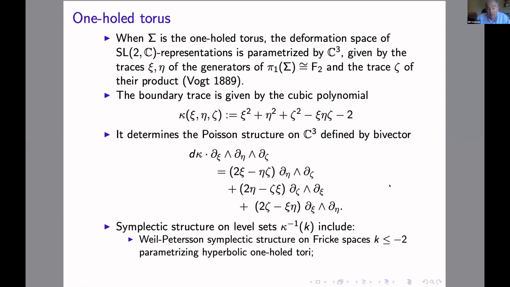So we want to look at the level sets of this, and I'm now going to restrict to the real points. So K is real, and the 3 variables are real. The symplectic structure on the level sets, now when the parameter is less than -2, these correspond to hyperbolic structures on the torus with one hole or a puncture. And the Weil-Petersson symplectic structure is given by this formula. The Narasimhan-Atiyah-Bott structure for SU2 arises when the parameter is between -2 and 2.